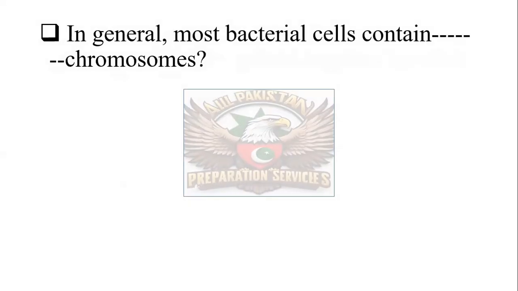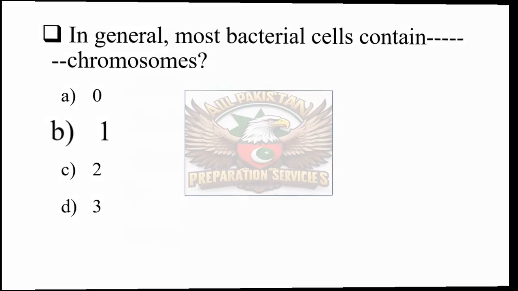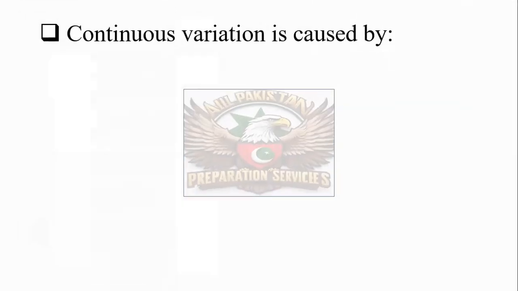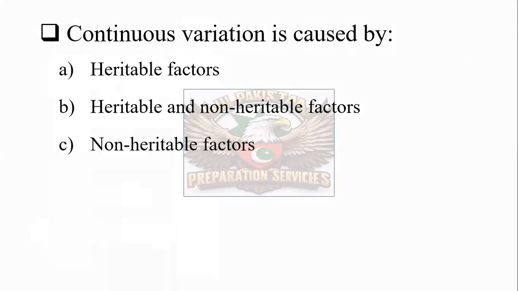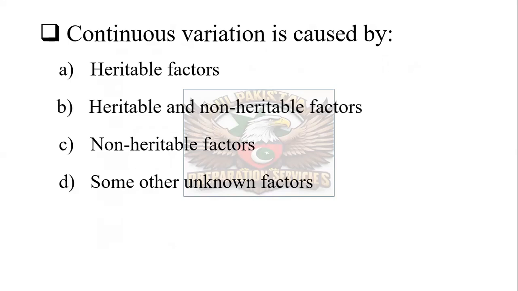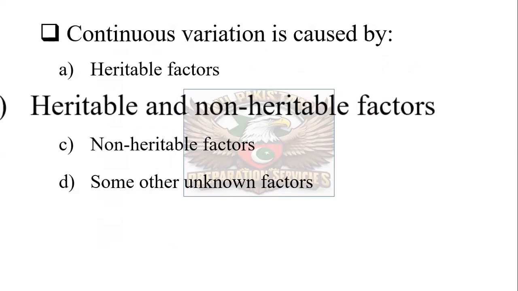In general, most bacterial cells contain dash chromosomes: 0, 1, 2, or 3, and the correct one is 1. In general, most bacterial cells contain 1 chromosome. Our next question is, continuous variation is caused by heritable factors, heritable and non-heritable factors, non-heritable factors, or some other unknown factors. And the correct one is heritable and non-heritable factors. Continuous variation is caused by heritable and non-heritable factors.